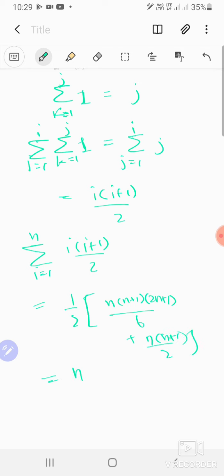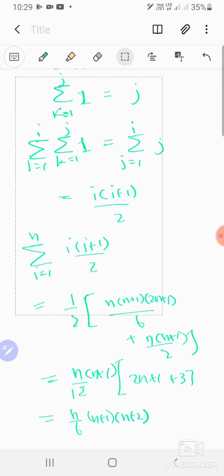Alright, supposed to be equal to n by what? n by 12, we got n into n plus 1. Okay, just factor out that as well. So n into n plus 1 by 12 of 2n plus 1 plus 3, so it's supposed to be n by 6 of n plus 1 into n plus 2, like that. Not a big deal.